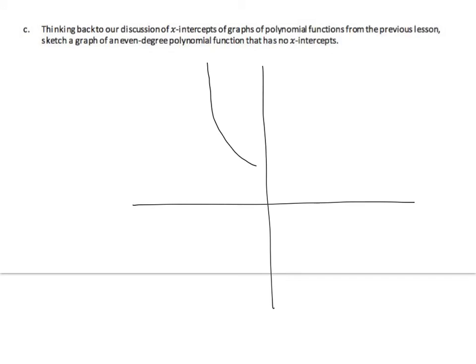Thinking back to our discussion of x-intercepts of graphs of polynomial functions from the previous lesson, sketch a graph of an even degree polynomial function that has no x-intercepts. No x-intercepts, even degree. I'm going to sketch it first and then we can try to come up with the graph.